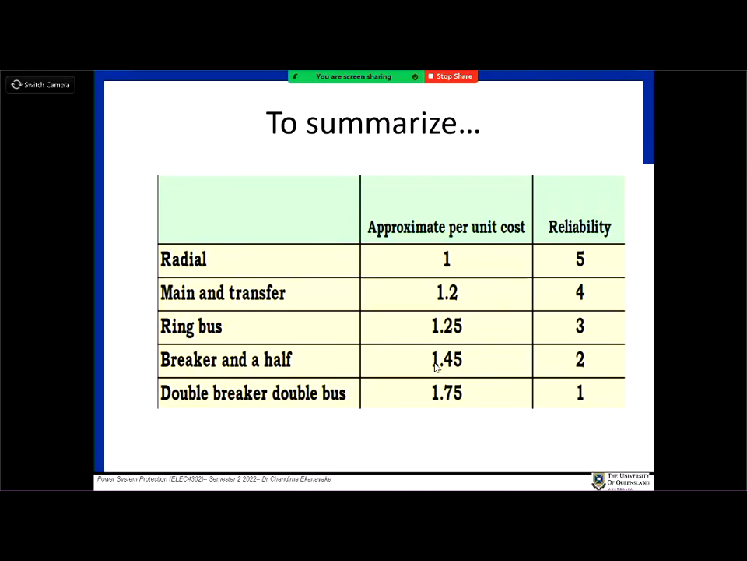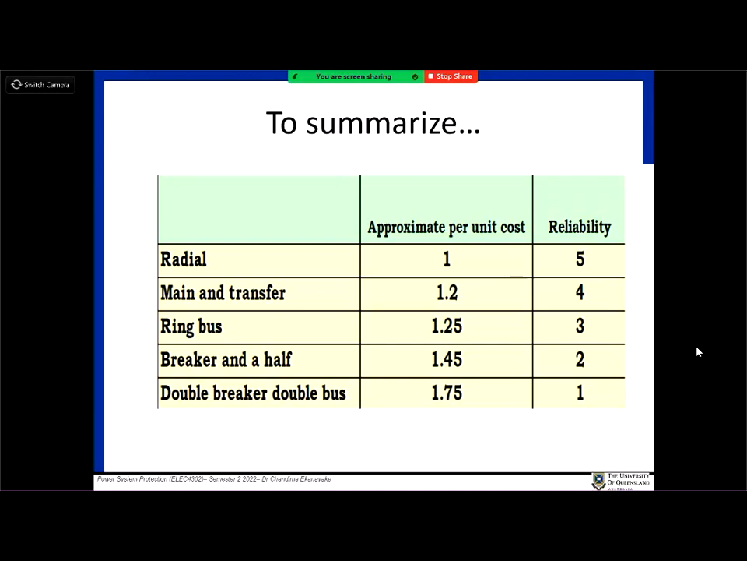Right? So ring bus 1.25, so it's smaller than the breaker and half. But the reliability is number one in the highest reliability, and then it comes down to the lowest. So the middle is this ring bus and the breaker and half. That's why it is common in most of the cases.